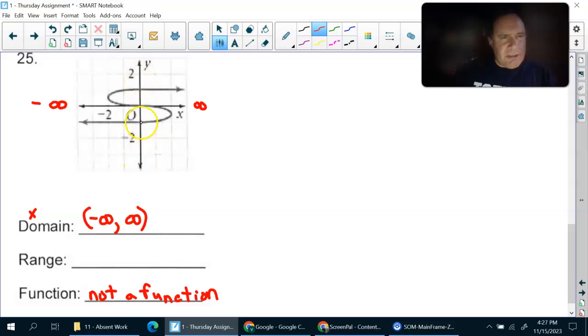The range going down low, the lowest point of the graph is -1. The highest point of the graph is 1. All right, since it touches the graph at the lowest point at -1 and the highest point at 1, that means they get brackets.